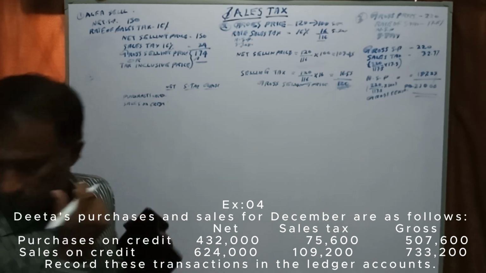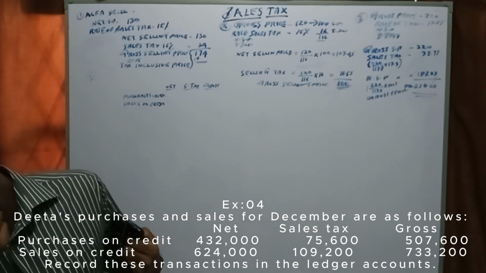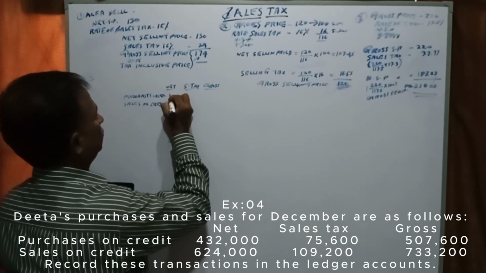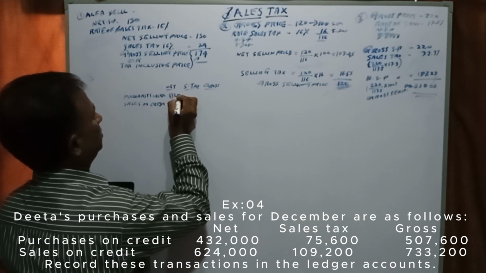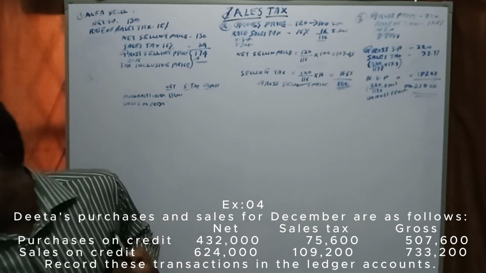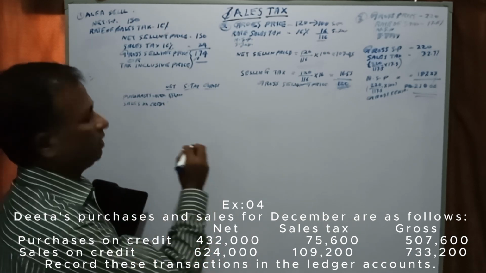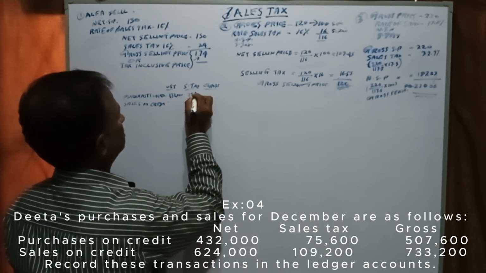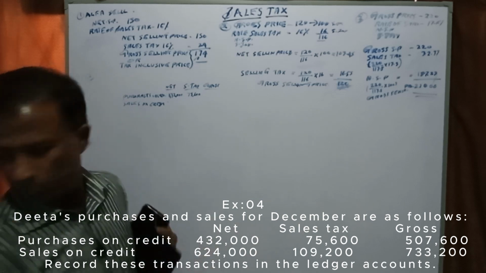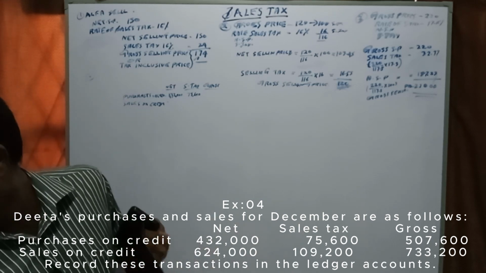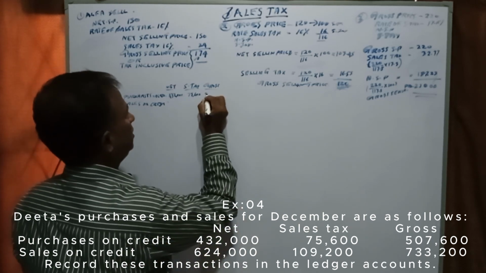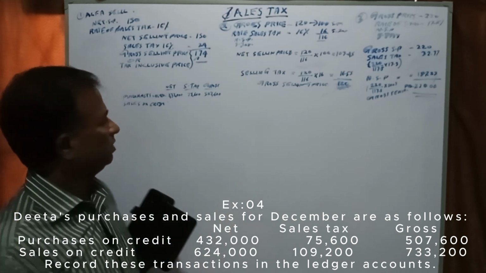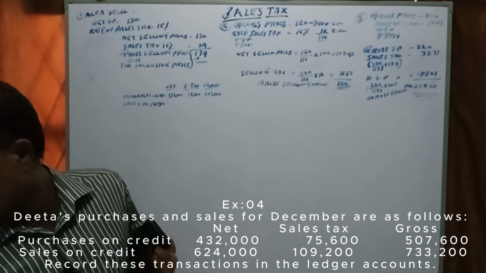Right? So net purchase on credit, net is 432,000 and 75,600 tax. 75,600 is the tax, and 507,600 is the gross amount.